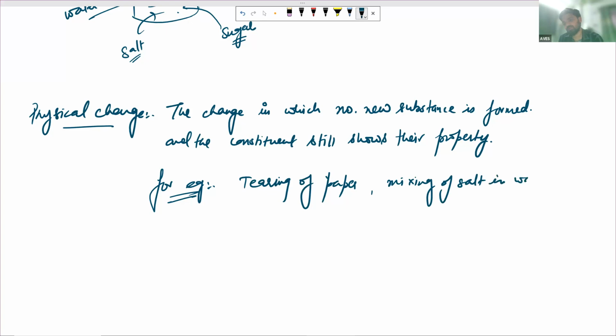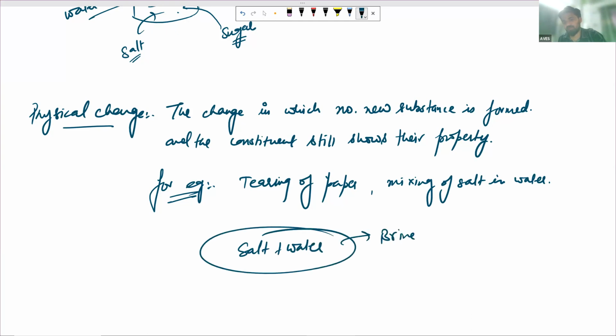Okay, actually, when a physical change occurs, we will simply say that the substance that is formed is not going to have a particular formula. When you dissolve some salt in water, it is not going to have a formula. The solution of salt and water is called brine. We call it brine. Okay, but brine doesn't have any formula. You understood, everybody in the class? They don't have the formula.